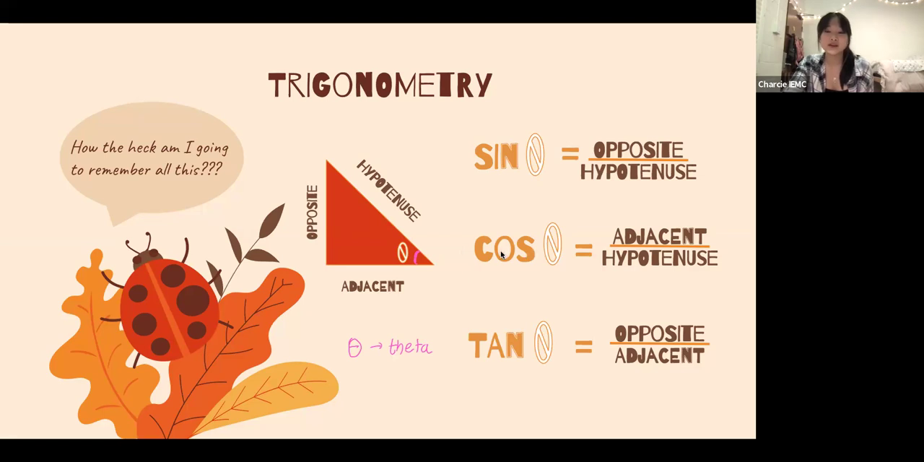Same thing goes for cosine. Cosine is adjacent over hypotenuse. So the adjacent side to the unknown value would be here, and the hypotenuse would be here. And then once again, that's the same for tangent, which is opposite over adjacent.